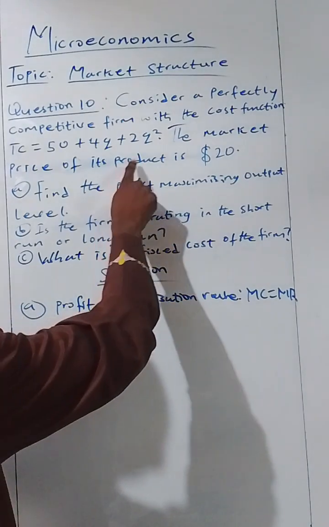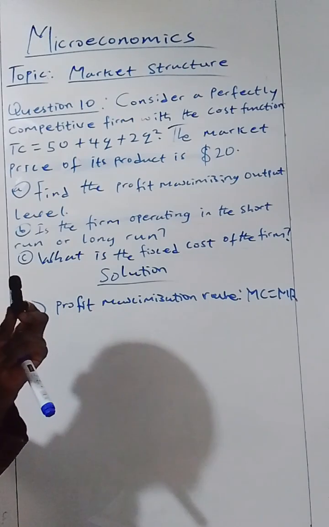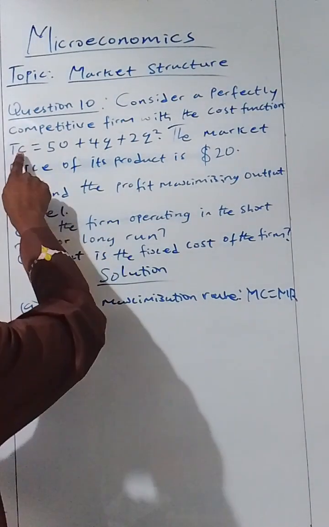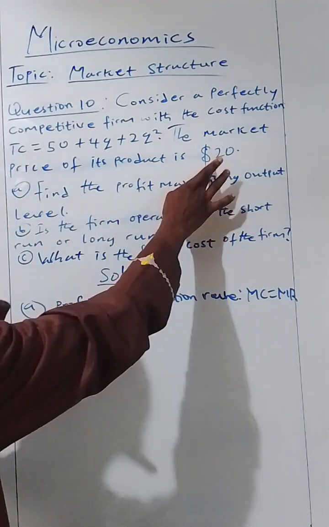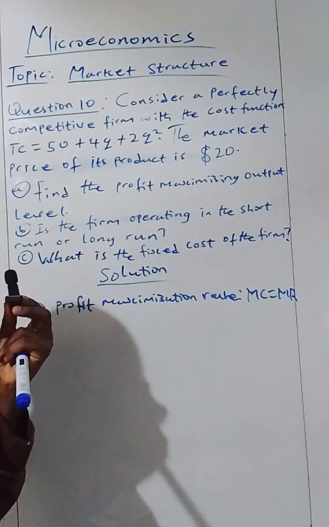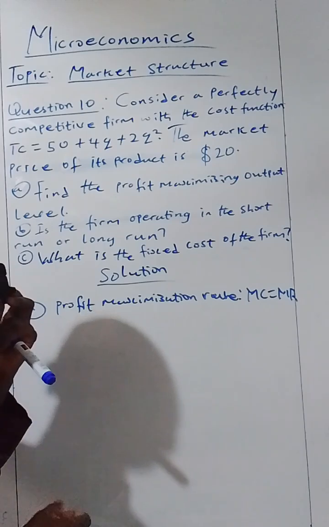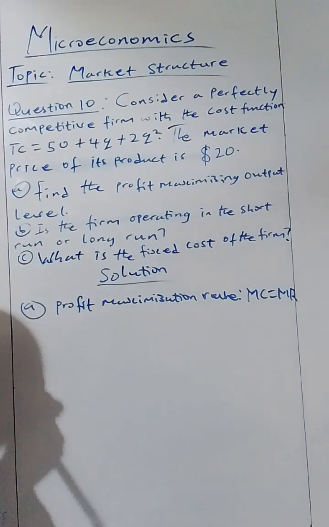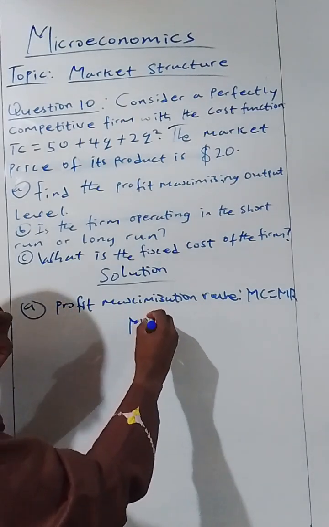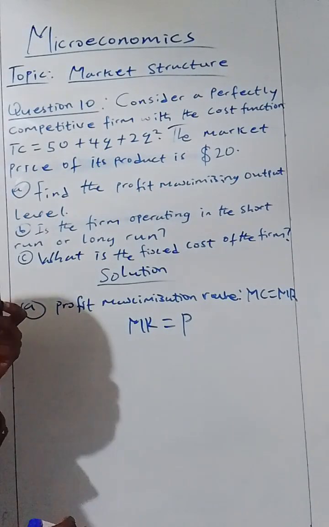If you look at this question, you are not given total revenue or marginal revenue. If you had been given marginal revenue, we would derive marginal cost from total cost and set it equal to marginal revenue. And if you had been given total revenue, we would have derived marginal revenue from total revenue. But one thing about a firm in a perfect market is that its marginal revenue is always equal to the price.